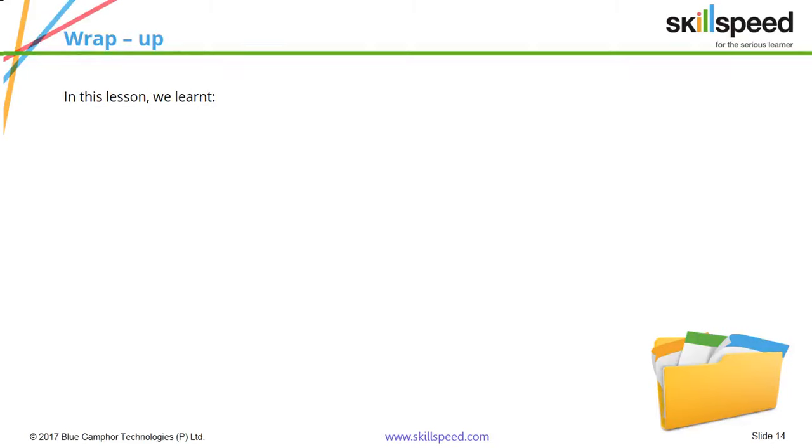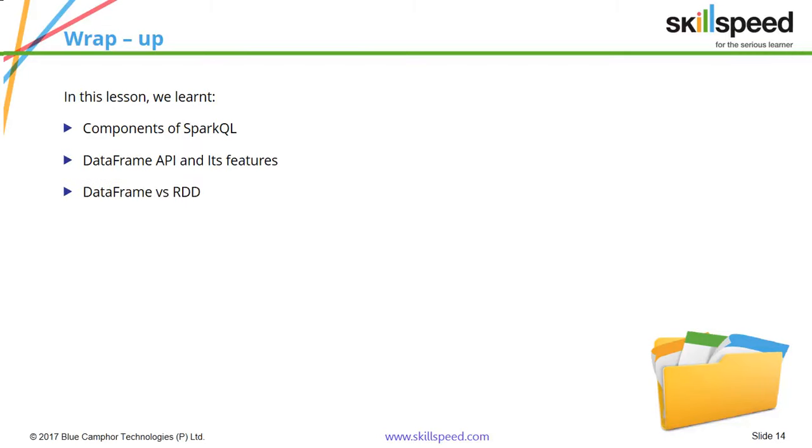So to wrap up, we have learned about the components of Spark SQL, specifically the data frame API, its features, a comparison between data frame and RDD, why data frame, and what exactly the SQL context object is. And that's all for this lesson.